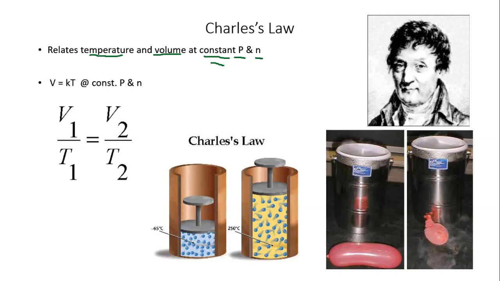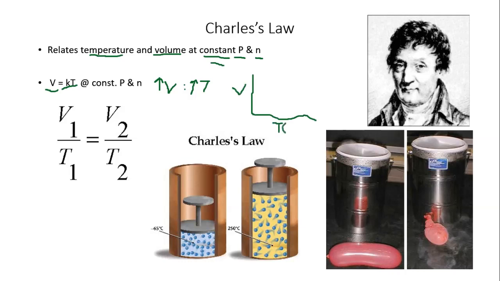And so this is the equation that we use to show the relationship between volume and temperature at constant pressure and moles. This is saying that they're directly related. So if you increase the volume of a gas at constant pressure and moles, you're going to increase the temperature of the gas. So they're directly related. As you increase one, the other increases as well. So we look at a graph of this and we plot volume versus temperature.